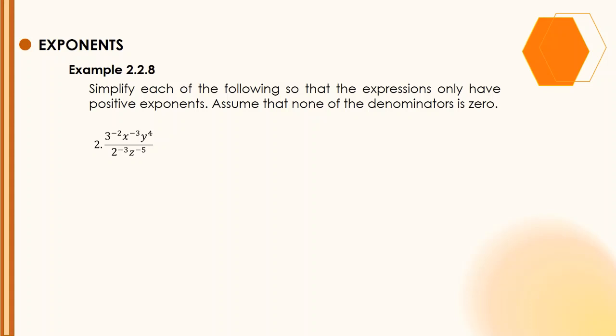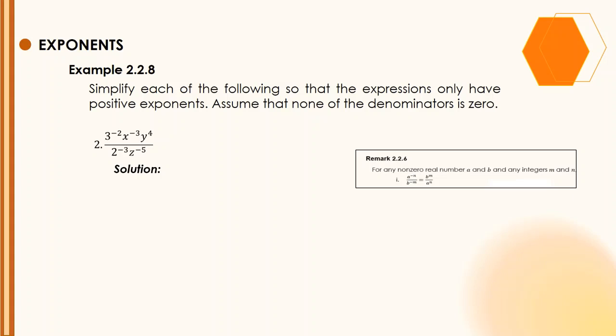Number 2 is 3 to the power of negative 2 x to the power of negative 3 y to the power of 4 over 2 to the power of negative 3 z to the power of negative 5. Solution. So recall nyo yung remark 2.2.6. So, pag mayroon kayong negative sa taas, ilagay nyo lang sa baba. At pag mayroon kayong negative exponent sa baba, ilagay nyo rin sa taas. So, mayroong negative dito, ilalagay natin sa baba, at mayroong negative dito at ilalagay natin sa taas.